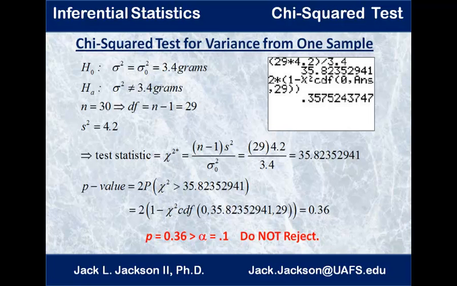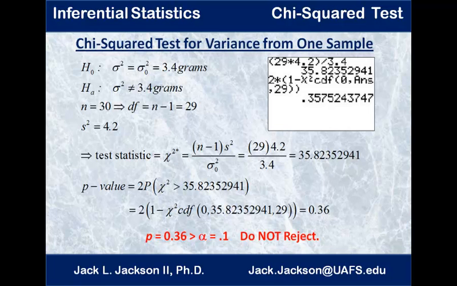So all we need to do is 29 times 4.2 divided by 3.4. You can see that on the calculator. That's 35.82352941, about 36. Now we want to find the p-value that goes with that. Notice the s squared, 4.2, is above the 3.4. So we're to the right of the hypothesized value. So we're going to find the area that's even further to the right than the test statistic is.